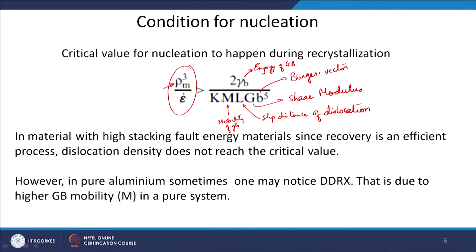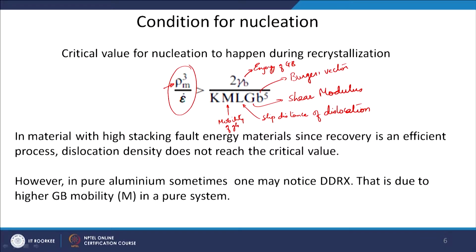That is probably due to when you have a very pure aluminum, this is usually what people have observed in very pure aluminum, maybe 99.999% purity. In those materials, the mobility of the grain boundary is very high because there are no solute atoms or precipitates to pin the grain boundary. So, grain boundary can move very easily. So, the mobility term there is very fast.